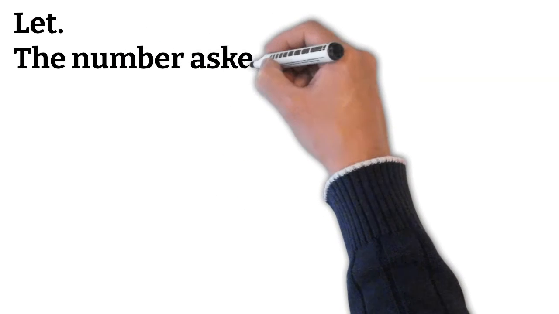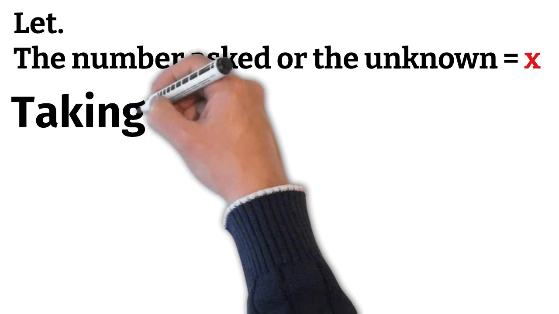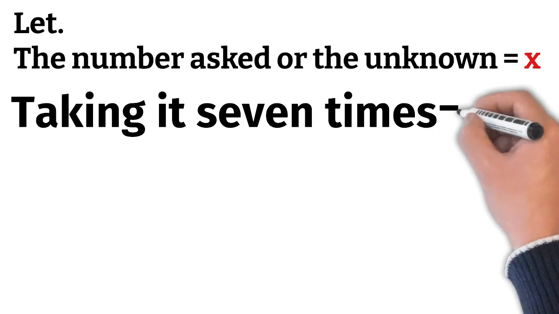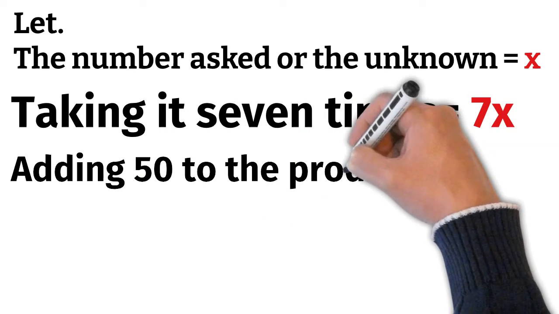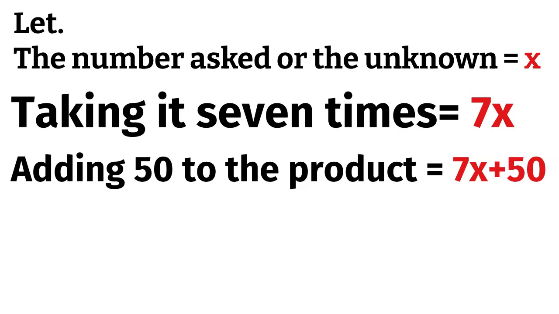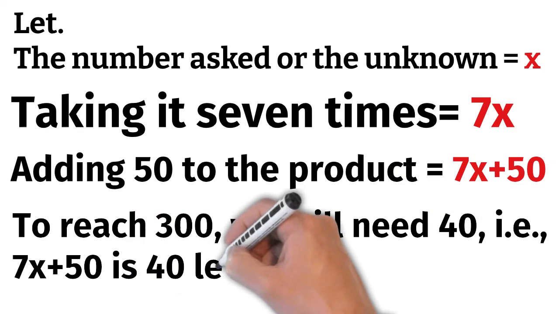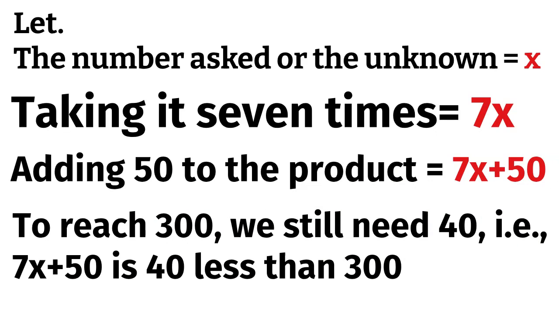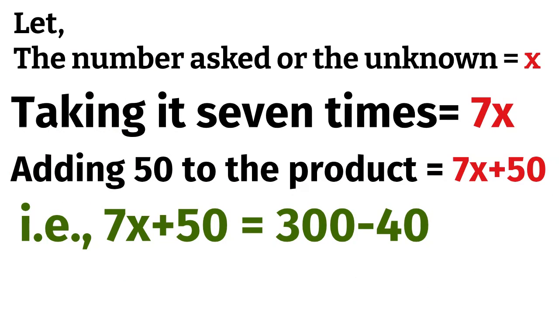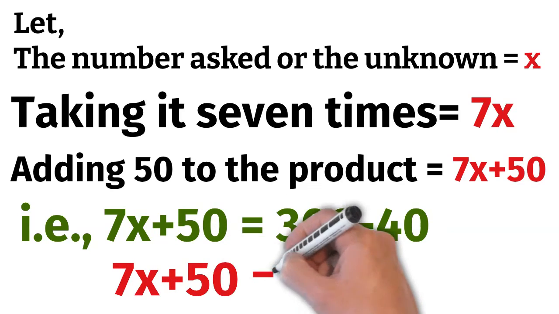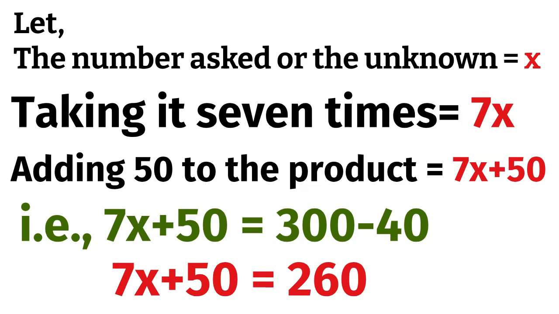Let the asked number be x. Take it 7 times, which is equal to 7x. Next, add 50, which is equal to 7x + 50. To reach triple century, that is 300, we still need 40. That means 7x + 50 is 40 less than 300. That is 7x + 50 = 300 - 40, or 7x + 50 = 260.